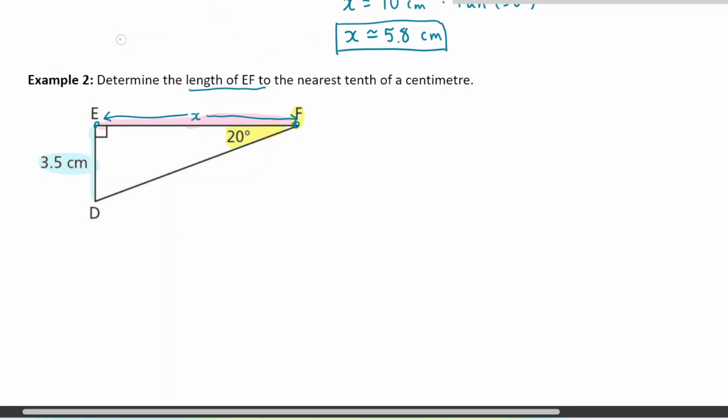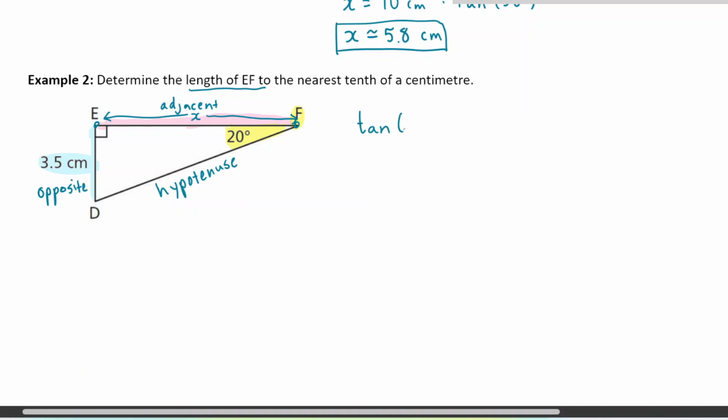So let's give those some labels. So this side is opposite. This side is the adjacent, it's right next to the angle. And this side is the hypotenuse. You'll find in the next lesson we start using the hypotenuse, but for now we're just focusing on the tangent ratio, which is opposite divided by adjacent. So I'm going to go ahead and just write the whole equation down.